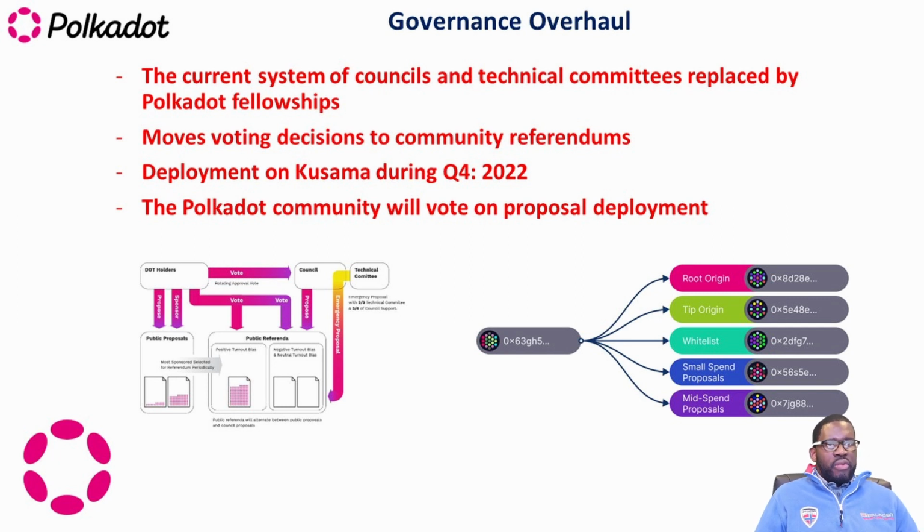Most likely with runtime upgrade version 0.9.3. The proposal to deploy the new model will be proposed to the community and needs to be voted on and approved in the referenda queue by token holders. So that was the governance overhaul that is being proposed or coming through.